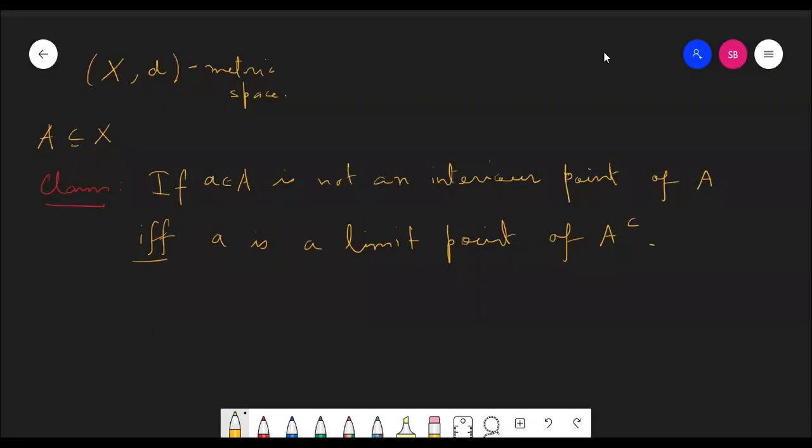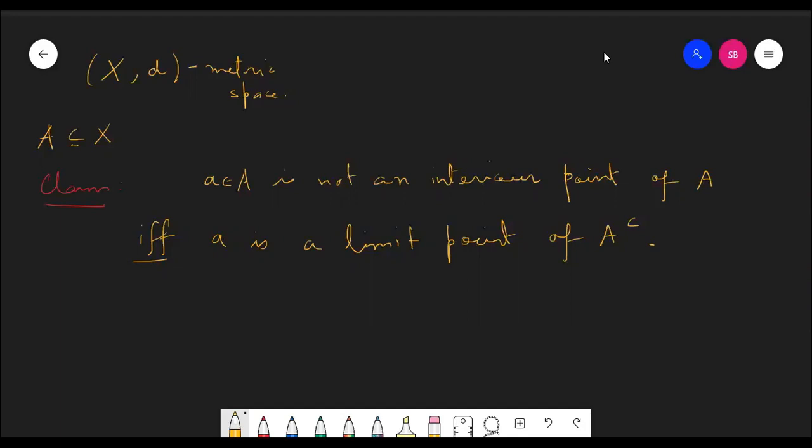Okay. So now we know what we mean by an interior point of a subset of a metric space, and again, we know what we mean by a limit point of a subset of a metric space. Now let X, d be a given metric space. Let A be a subset of it. Now we claim that a point in A is not an interior point of A if and only if it is a limit point of A complement. We have to try to prove this, to make you used to the concept of limit point and interior point. I won't give a rigorous proof here, but I will give the intuition. You can just pause the video and try to solve it yourself.